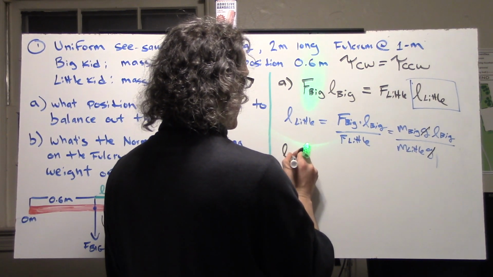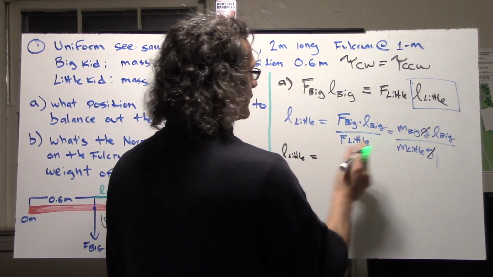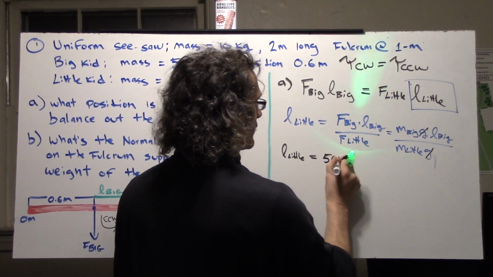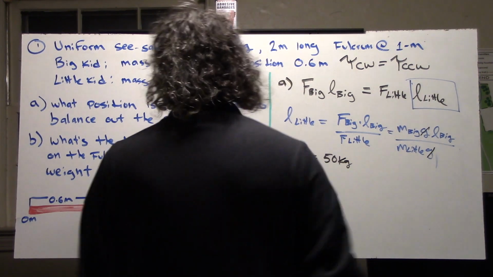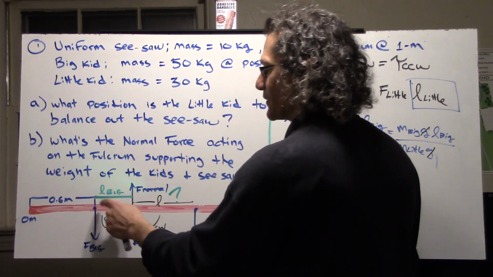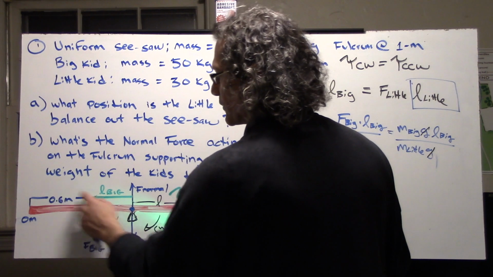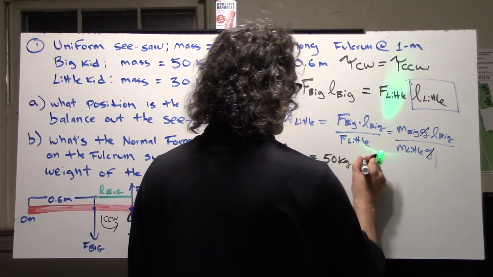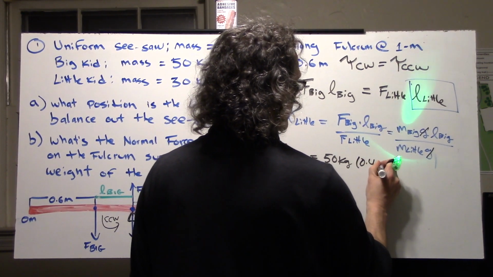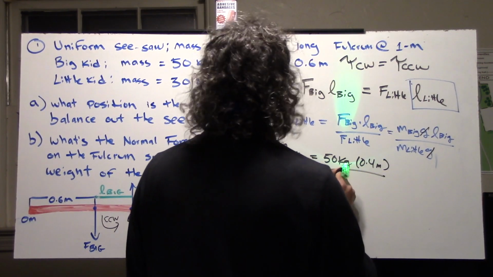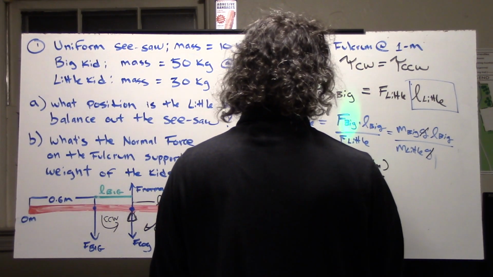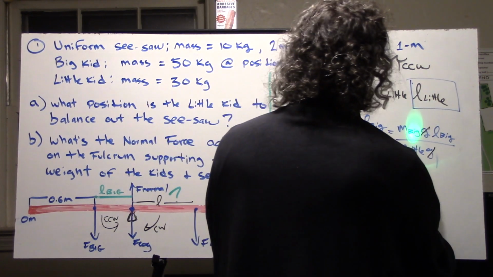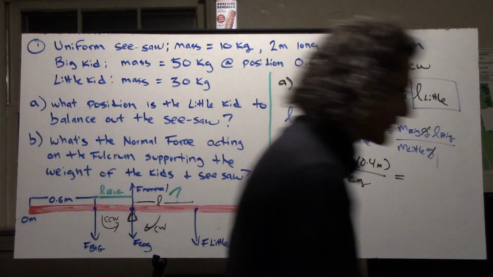So L little equals mass of the big guy, 50 kilograms, times L big. L big is this 0.4 meters. Remember, it's the lever arm distance, not the 0.6 meters, but the lever arm distance away from the fulcrum. So that is times 0.4 meters divided by 30 kilograms. Like so. All right, so what does this equal? And again, that's the lever arm distance.